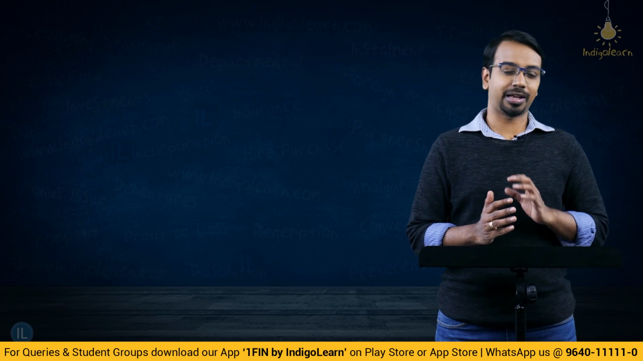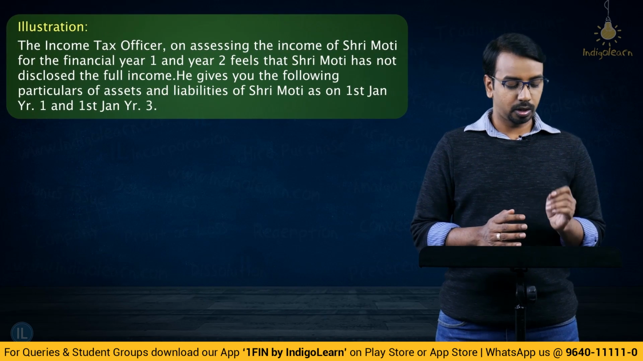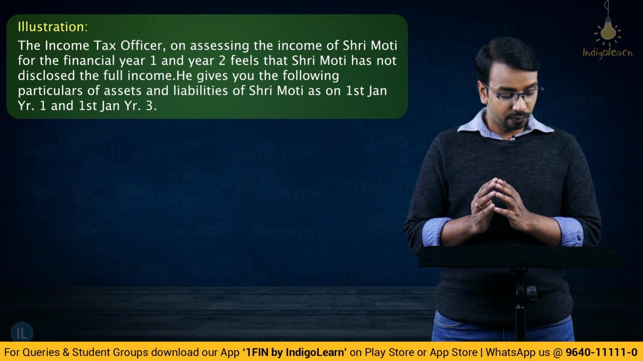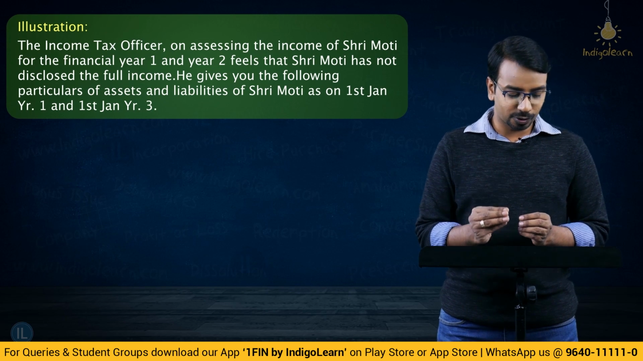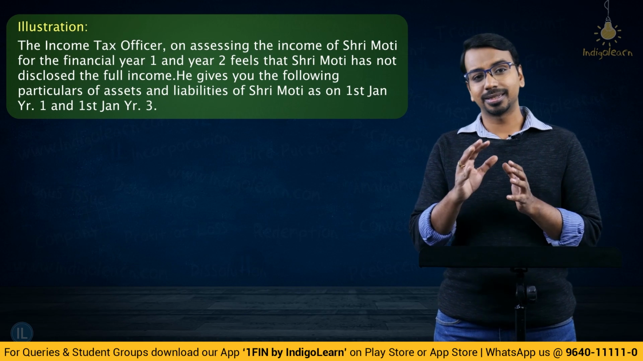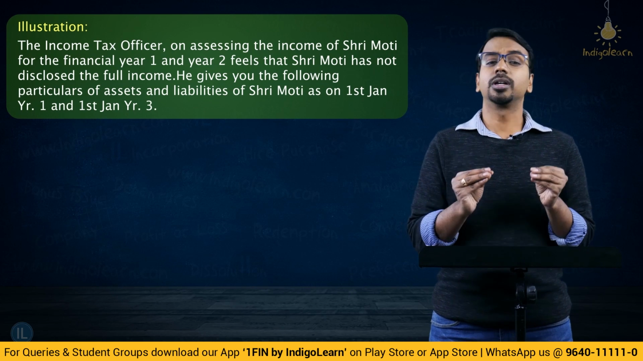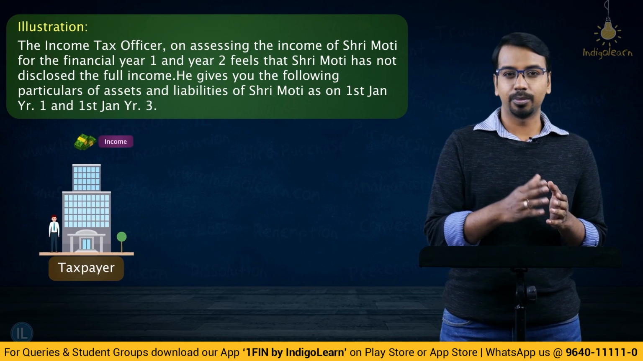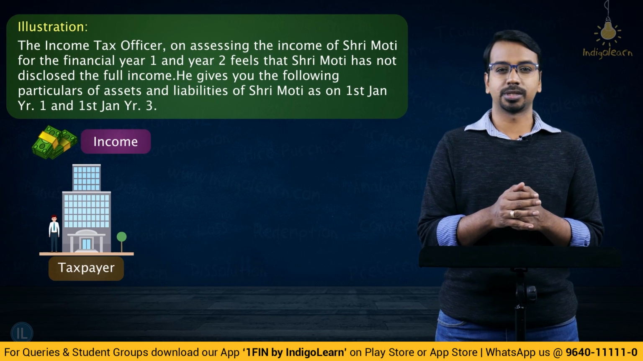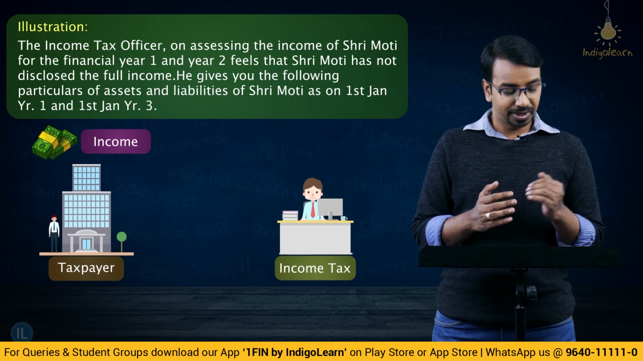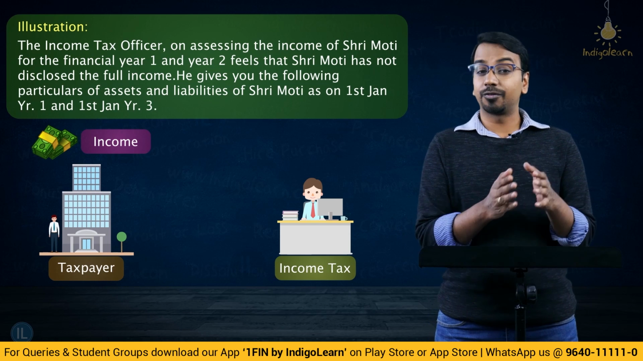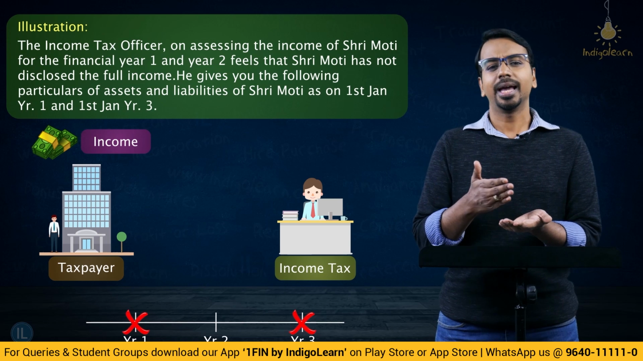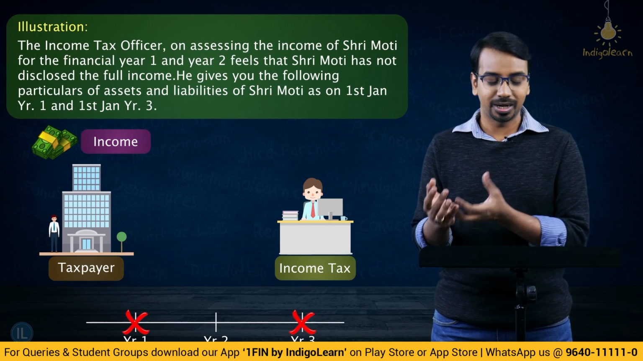Let us now have a look at an illustration where we will see a practical application of accounting from incomplete records. The income tax officer, on assessing the income of Shri Moti for financial years 1 and 2, feels that Shri Moti has not disclosed the full income. Now regarding this assessing income and all, you'll understand in income tax, but to give you a brief idea, every year a taxpayer has to ascertain what is his income. Every business has to ascertain what is the income of the business, and they have to pay tax accordingly. Now what is the income tax officer feeling here? That for year 1 and year 2, Mr. Moti has not disclosed the full income, and he would have not disclosed full income obviously to save some tax.